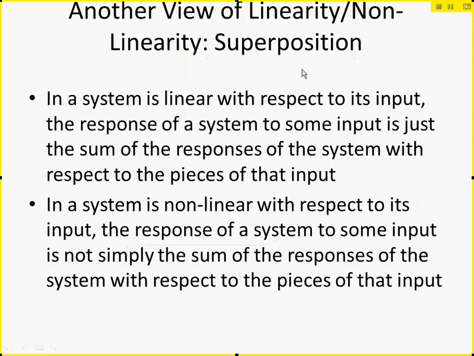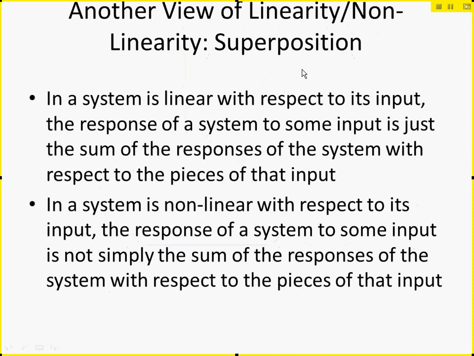We can't consider... Okay, another way to view this is from a standpoint of so-called superposition. Here, the idea is, as I noted last time, the system is linear with respect to some input, in this case, say, initial values of stocks. If the response of the system to the input is simply the sum of the responses of the system with respect to various pieces of the input.